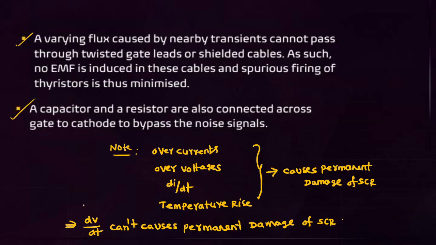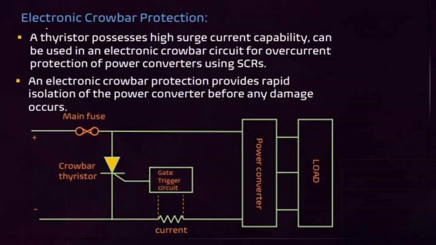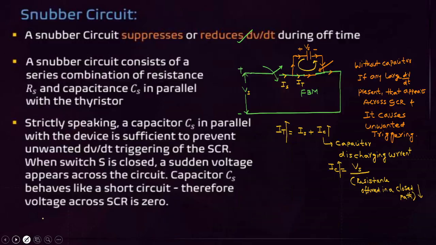These points mainly hold. There is one more protection scheme, electronic crowbar protection. In this electronic crowbar protection, we are using a crowbar thyristor. What do you mean by a crowbar thyristor? A high current rating thyristor is called a crowbar thyristor. This electronic crowbar protection is used to protect the total power electronic converter from overcurrents.